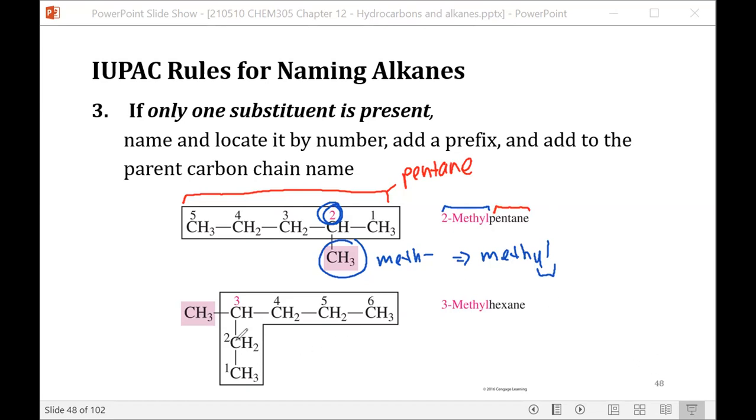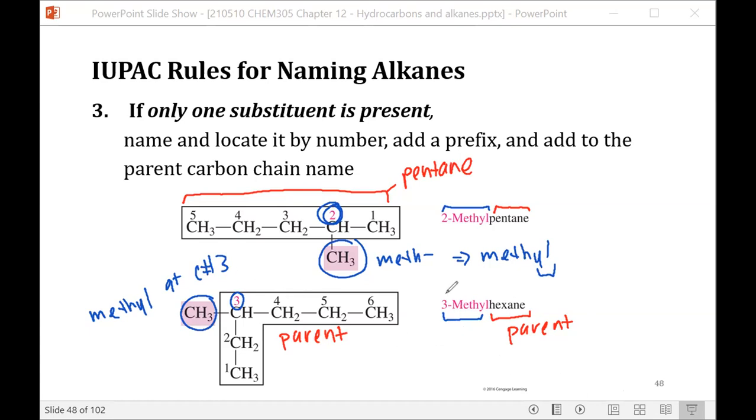Down below, we've numbered our parent chain. We know that our parent chain is hexane, and that goes at the very end of the name. And then our substituent is CH3, which is a methyl group, and it's at carbon number 3. So we name this 3-methylhexane.